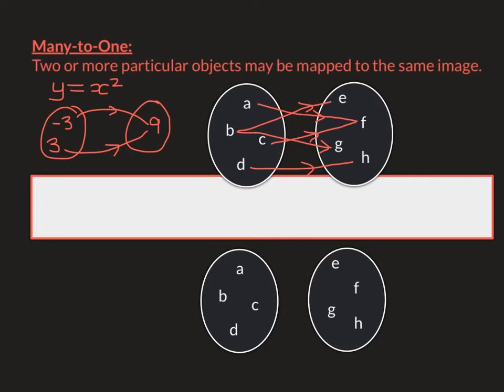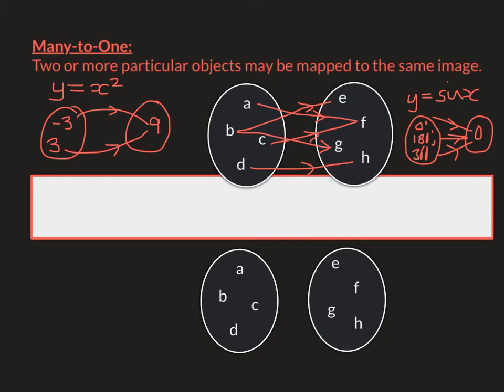Another one would be y equals sine of x. Because if I've got an input of, say, 0 degrees, 180 degrees, 360 degrees, when I put them through that, they all go to 0. So that's a many to one.